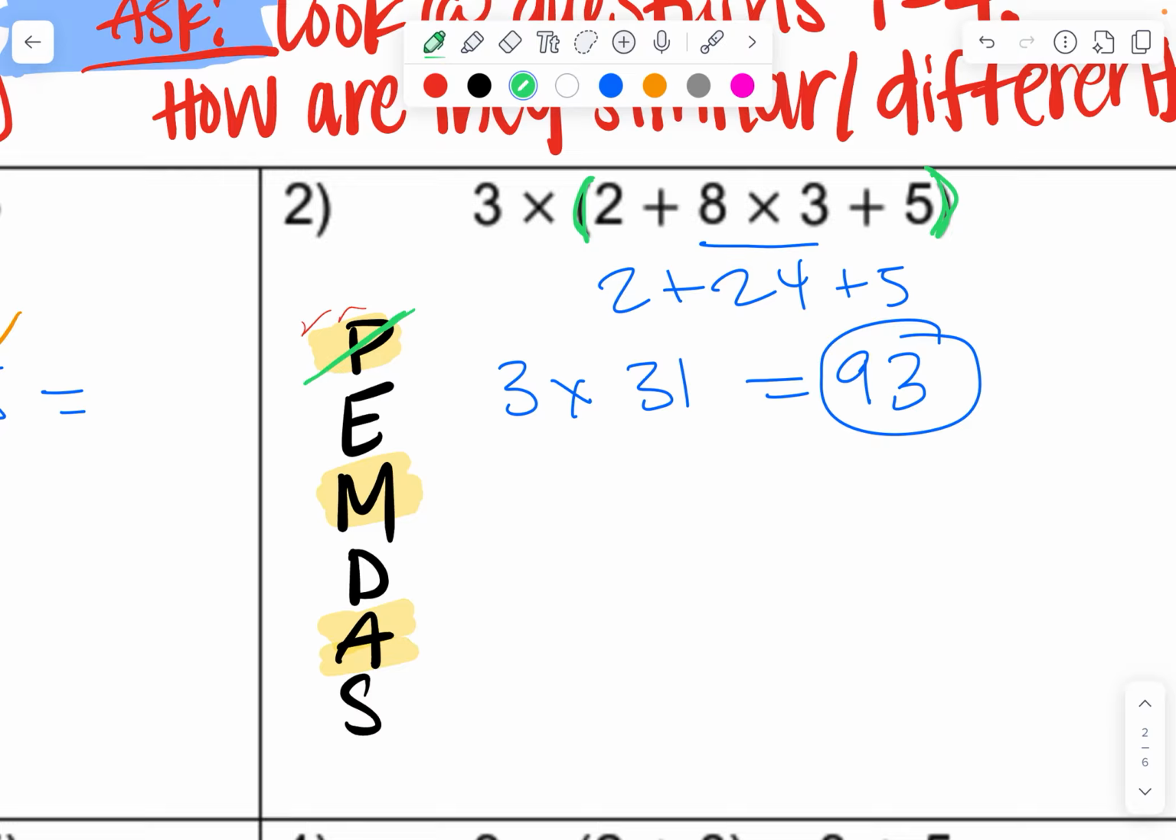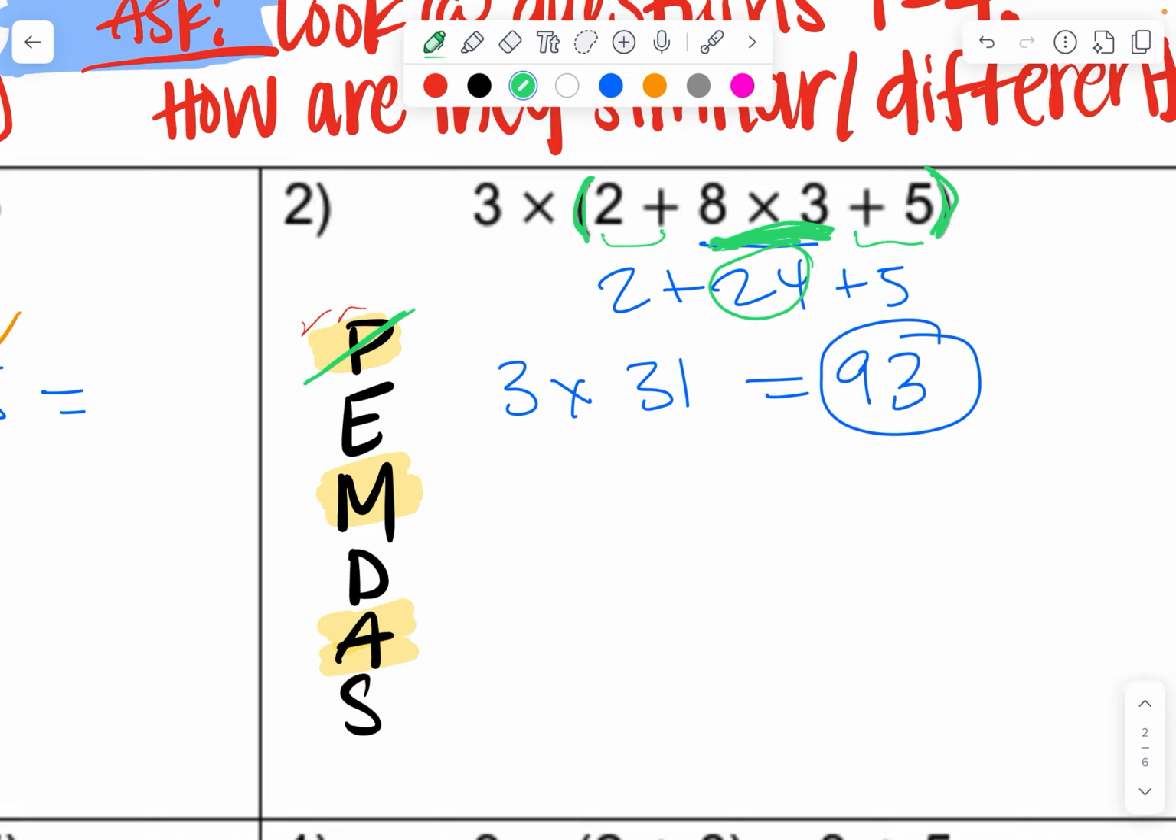So PEMDAS tells me that multiplication comes before addition. Within the parentheses, I see addition and I see multiplication, but PEMDAS tells me that the M comes before the A, so I need to do that. I cannot do 2 plus 8 and then 3 plus 5 and then multiply them together. No, I need to do the multiplication first. So, bringing everything down, 8 times 3 gives me 24. Bring my 2 plus down and bring my plus 5 down.